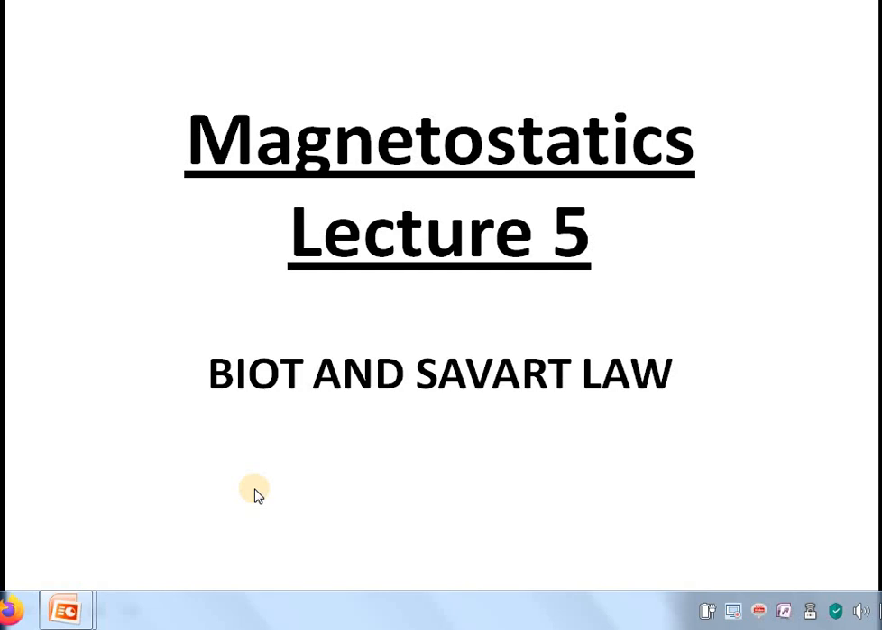Just like we had in electrostatics, we had electric field and electric charge, and how an electric field is produced by a resting electric charge. Here things are different. Here, how a magnetic field is produced by a moving electric charge. So that is the content of this module. That is dealt with what is called Biot and Savart law.